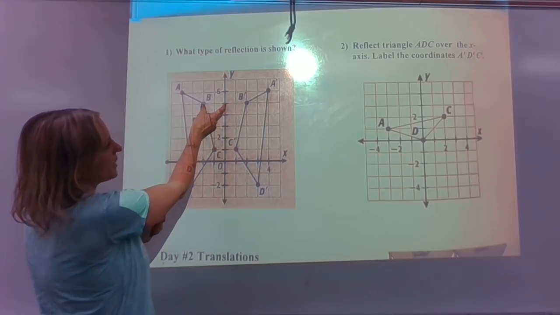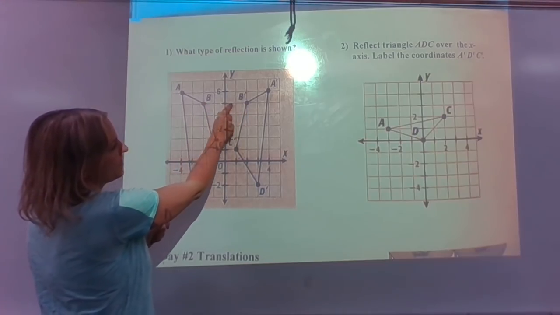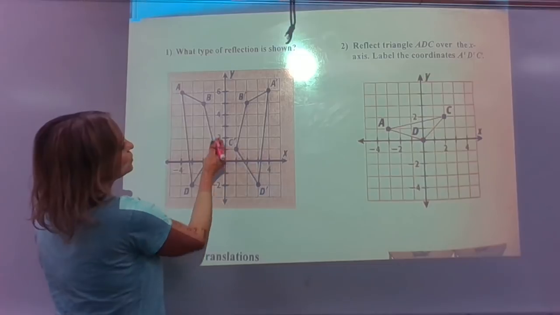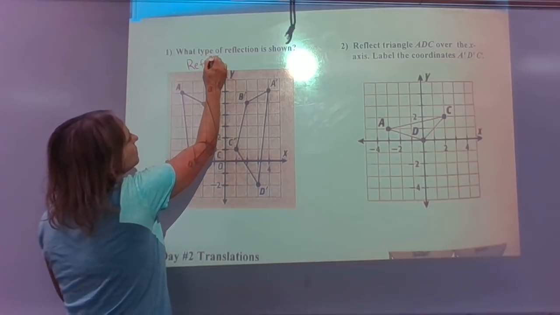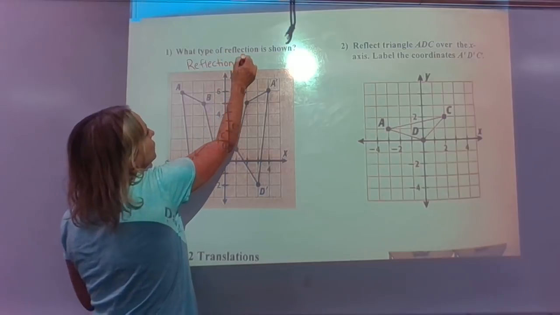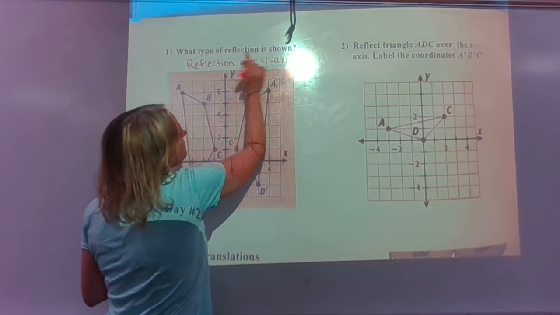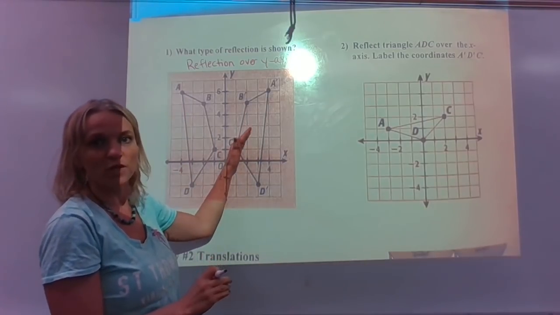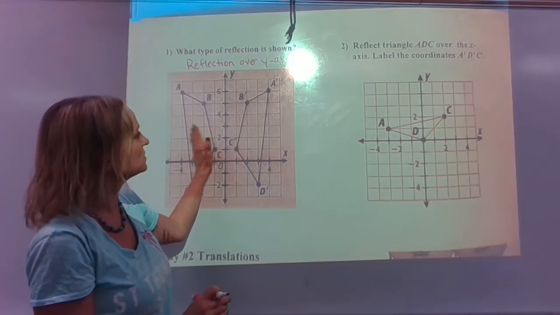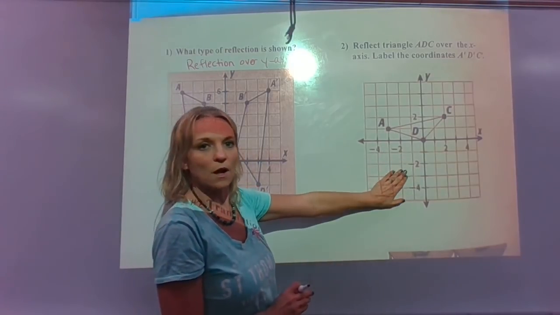And you can see that by every point is the same distance away from that line. This point is 2 away, and this one is 2 away. So we would call this a reflection over the y-axis. So that's what it means by what type is it. So we could have a reflection over the y-axis. We could also have it over the x-axis, but this one's specifically over the y-axis.